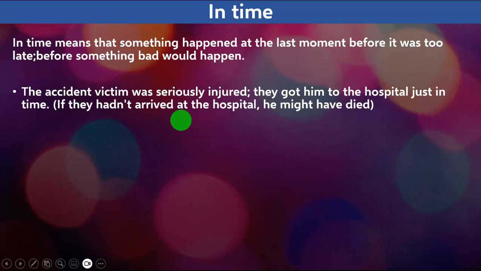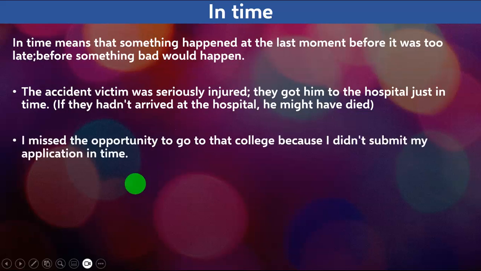Let's take a few examples. The accident victim was seriously injured. They got him to the hospital just in time. Now, which means that if they hadn't arrived at the hospital, he might have died. Right? So that's the first example. Number 2, I missed the opportunity to go to that college because I didn't submit my application in time. Right? In time means that he was supposed to submit before a particular time.